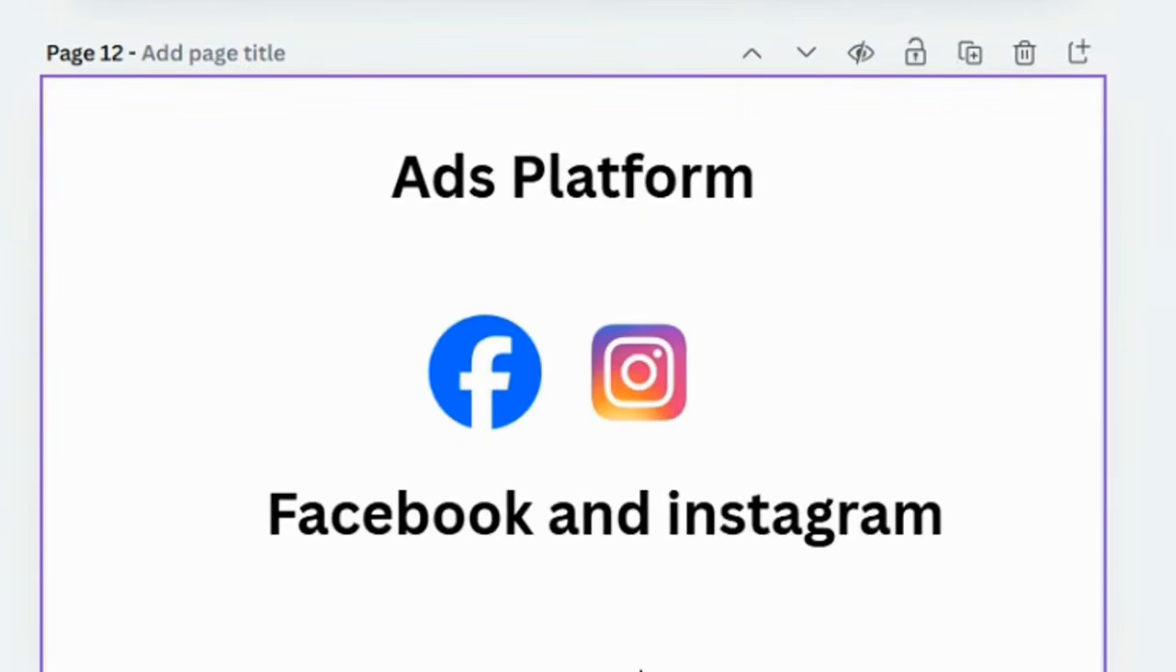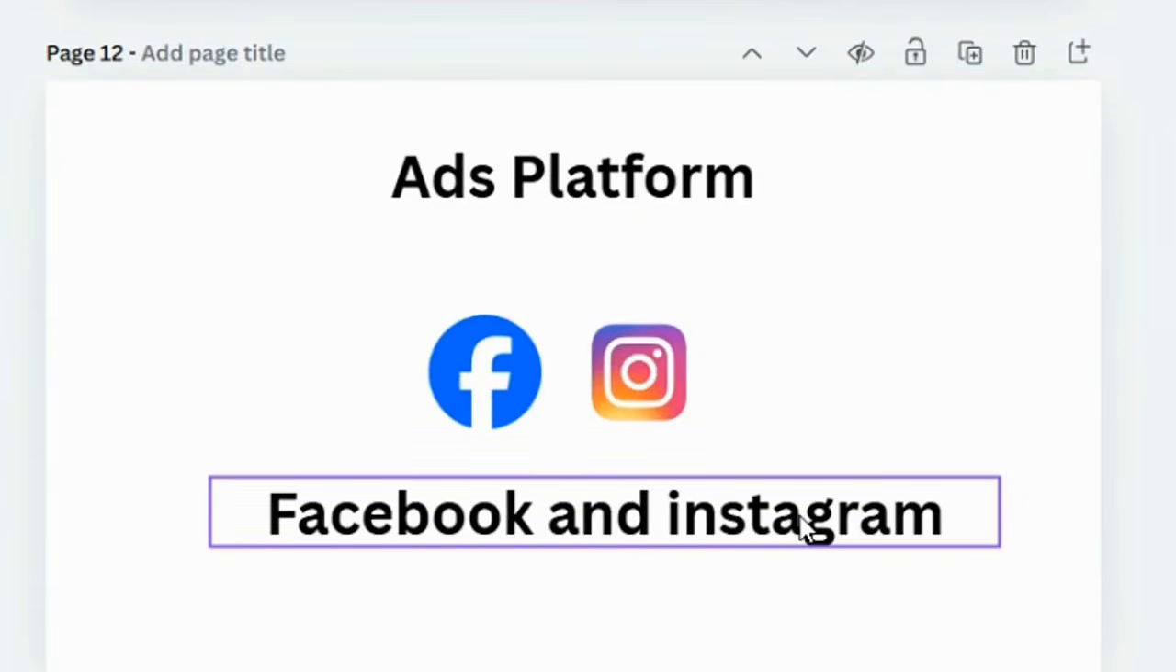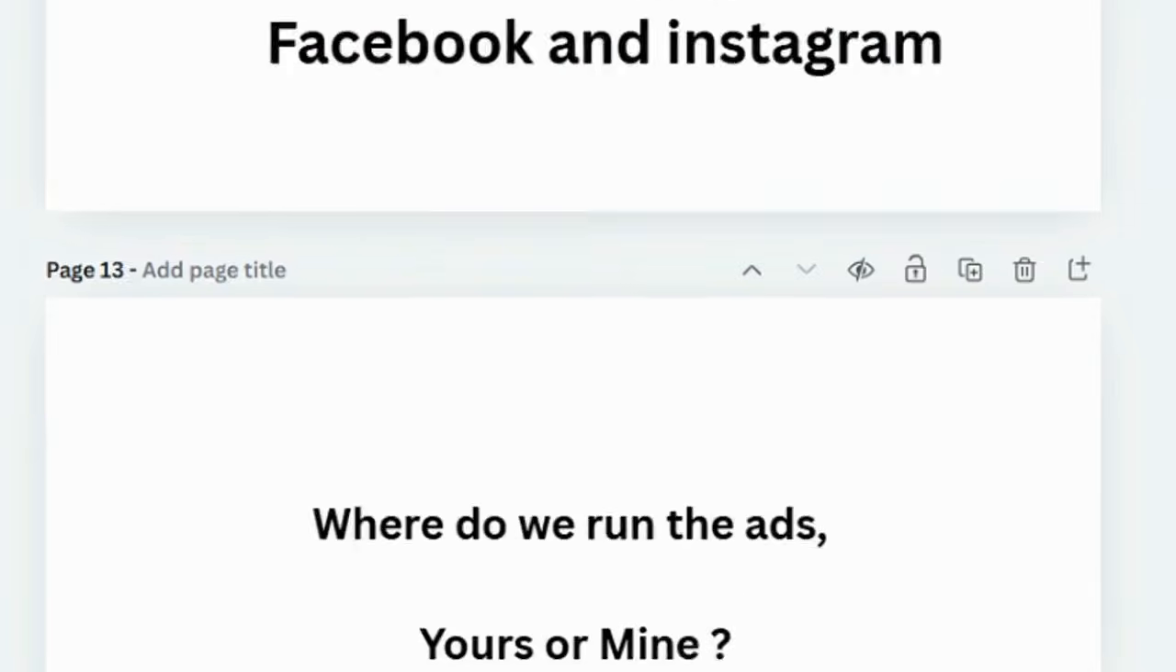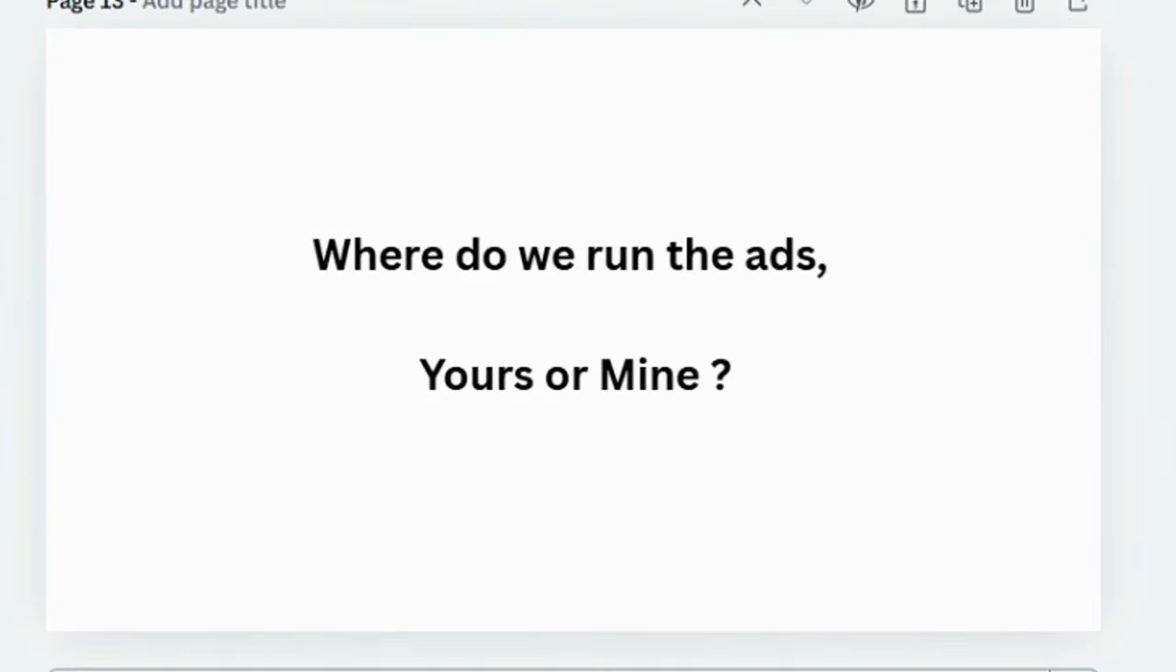The ad platform that we use is Facebook and Instagram. Now, where do you run the ads? You can use yours or I can use mine to run the ads, whichever one is available and very active. If your account is good, definitely I'm going to use your own. So you're going to add me as an admin, and we're going to take it up from there to run the campaign for you.